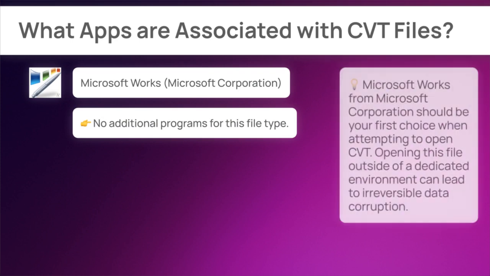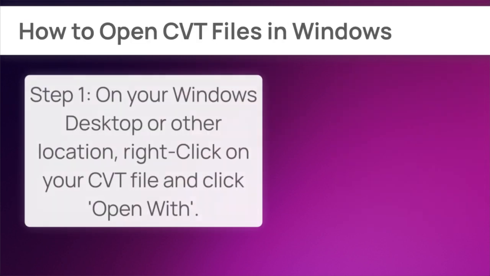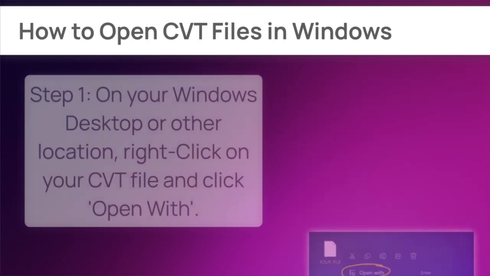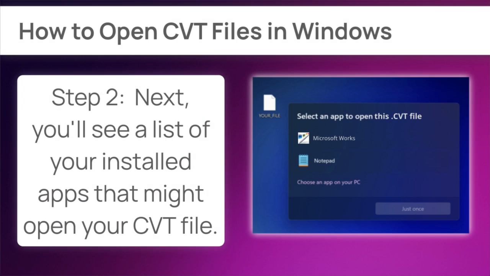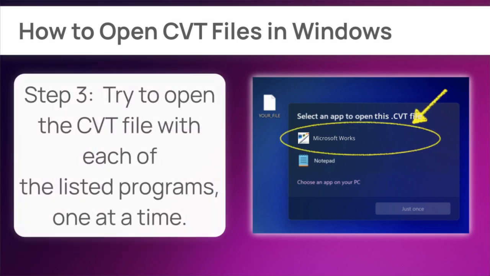Windows requires elevated permissions for the file, which dedicated software manages automatically. Windows may show minimal previews, but full visibility requires compatible programs. To resolve the application failure, right-click your CVT file and choose Open With. Check for Microsoft Works and test it first. If it's missing, select another program from the list. We need a successful file association.